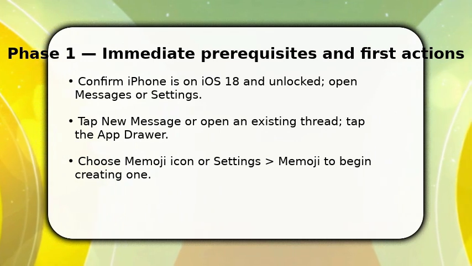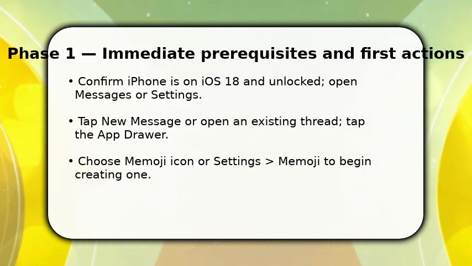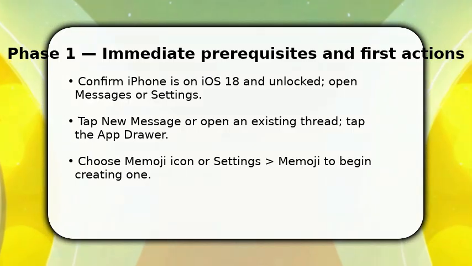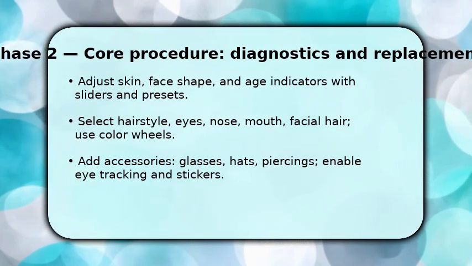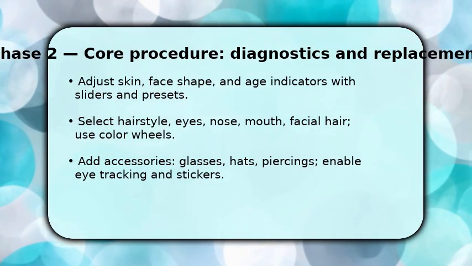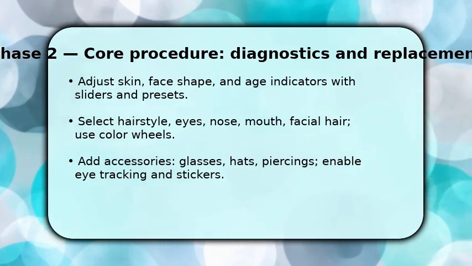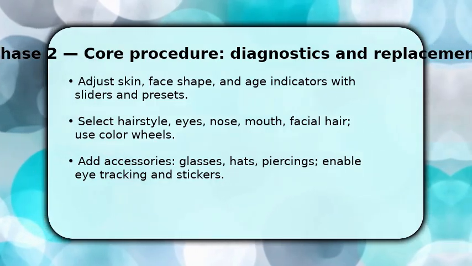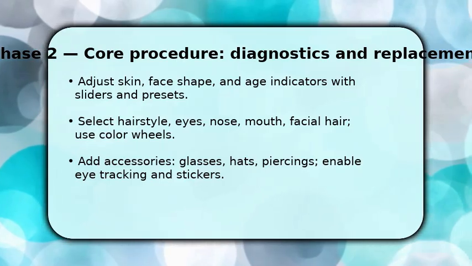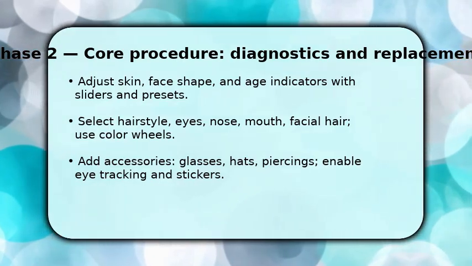Now customize. The how and why matter. Tweak skin tone and face shape to match your look for better expression tracking, then refine eyes, nose, mouth, and hair using presets and color wheels. Mix short moves with careful adjustments. For example, set eyebrow tilt quickly, then spend time on eye color for realism.